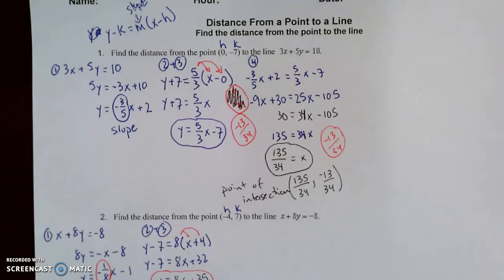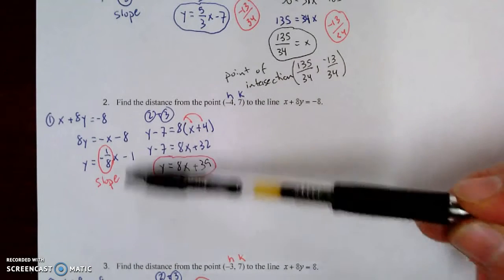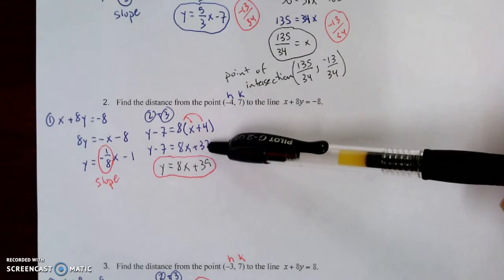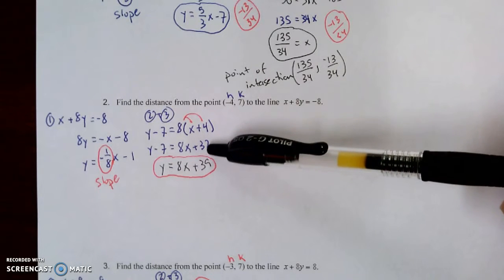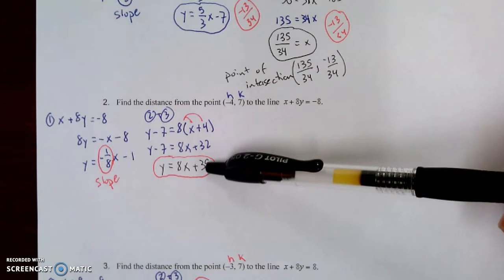All right, back to finding the distance from a point to a line. Step 4. We've written the original equation. Let's move down to the one we're actually going to do here. We've written our original equation in slope-intercept form, and we've found the equation of a line that is perpendicular to the original line and passes through the given point. And we've written that equation in slope-intercept form as well.